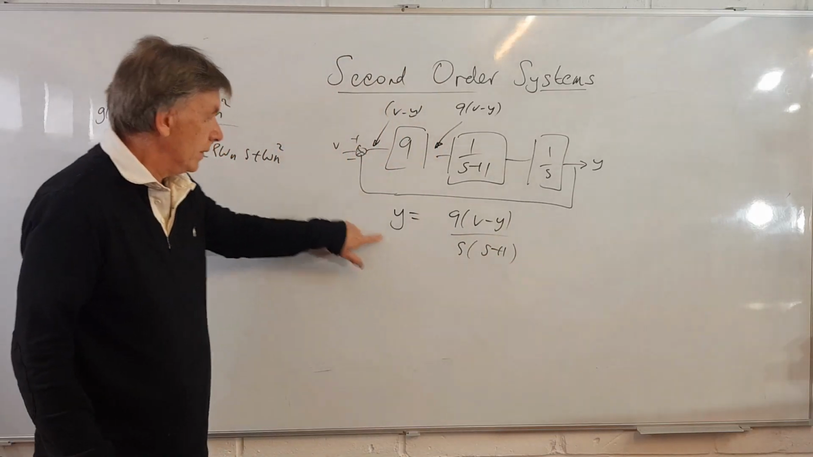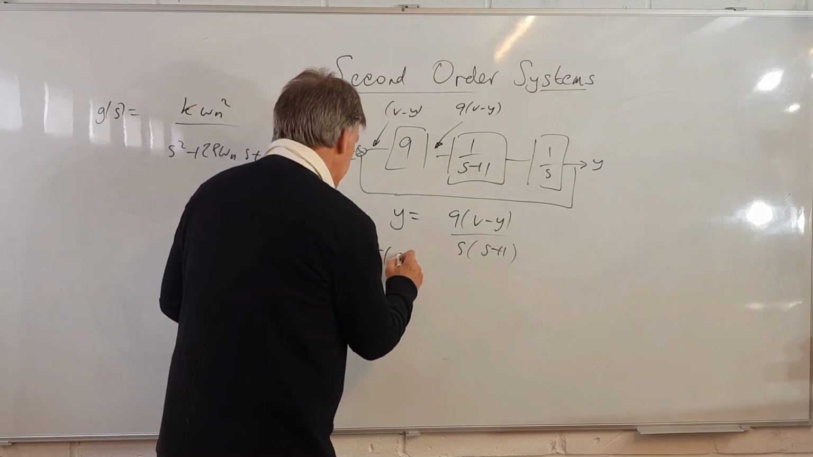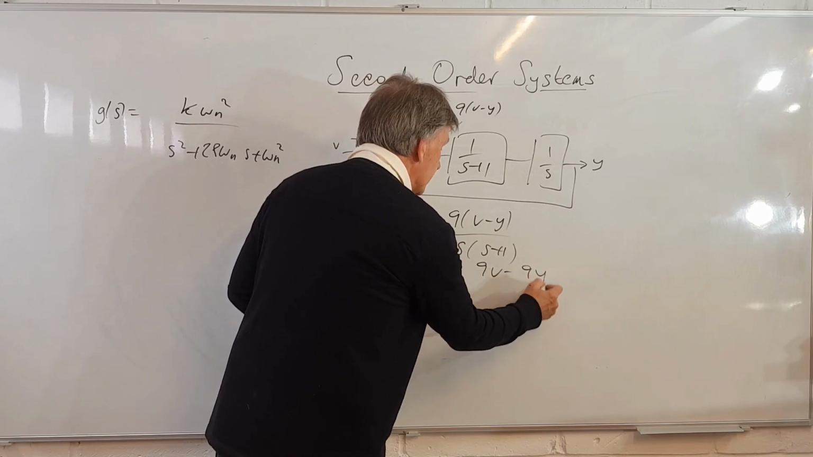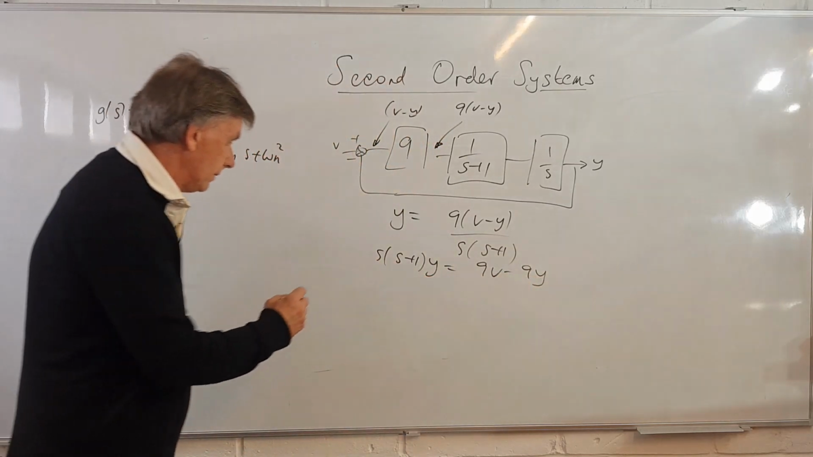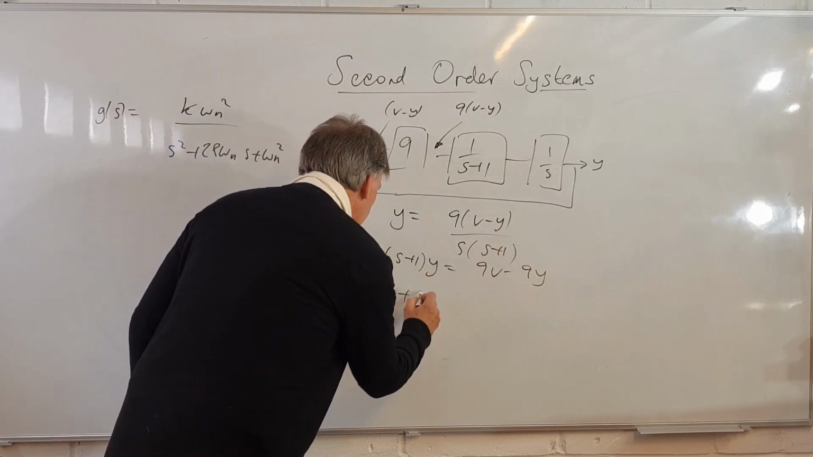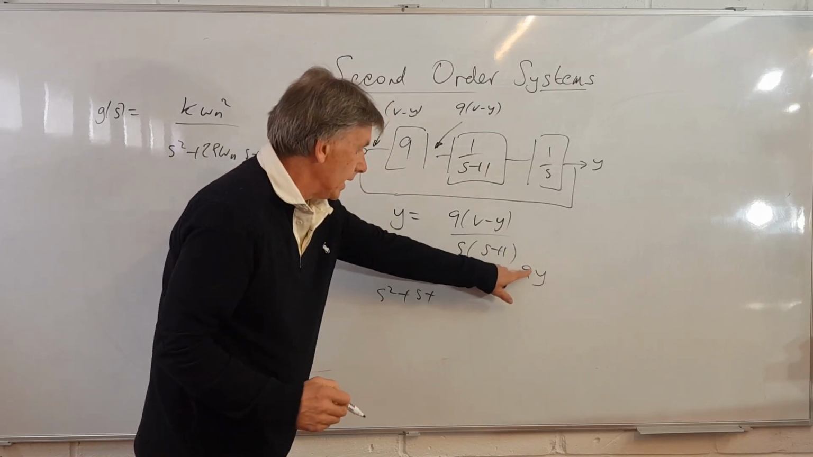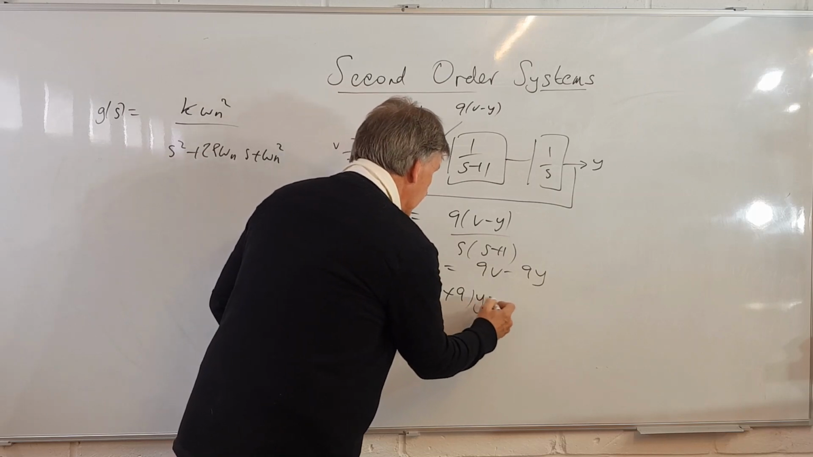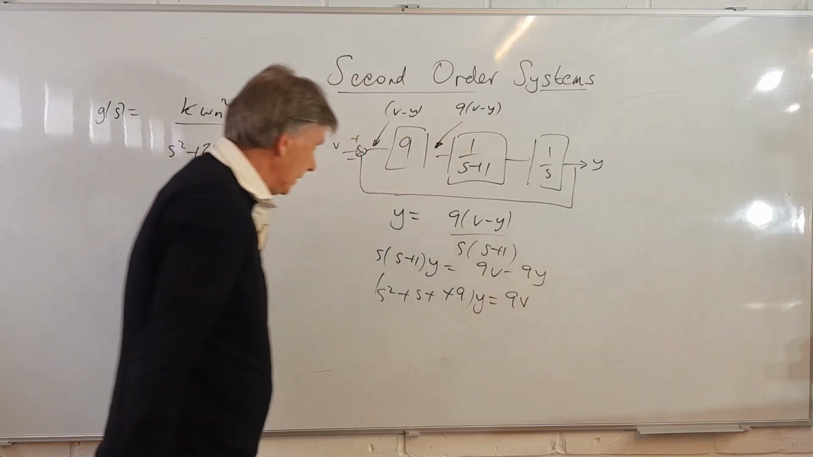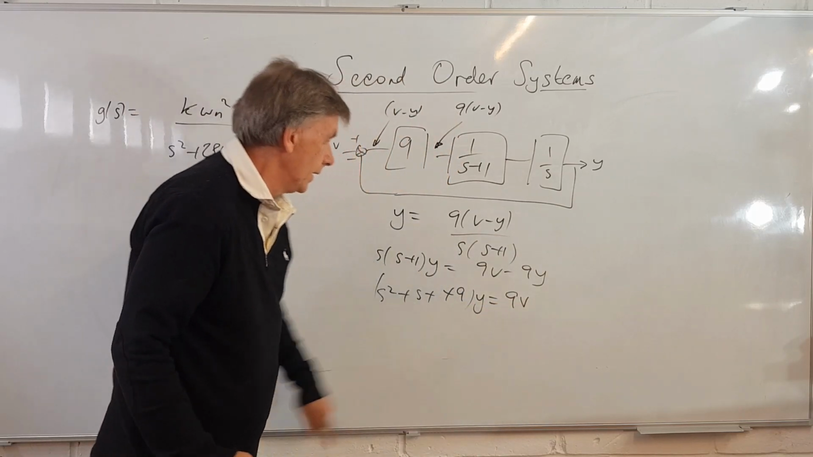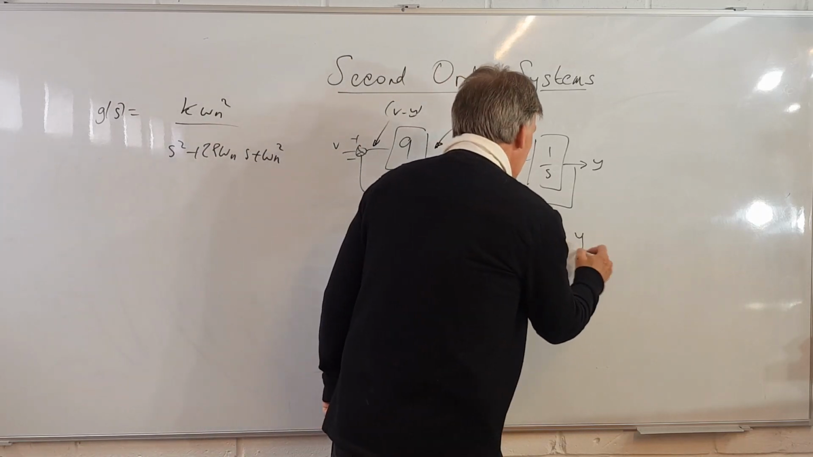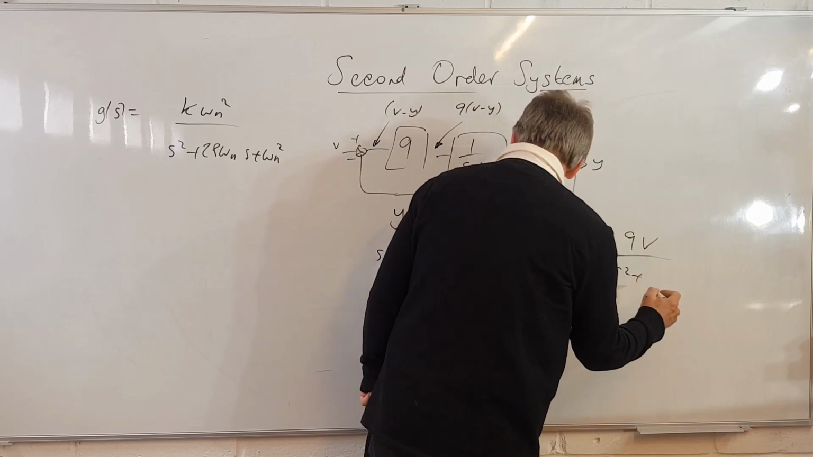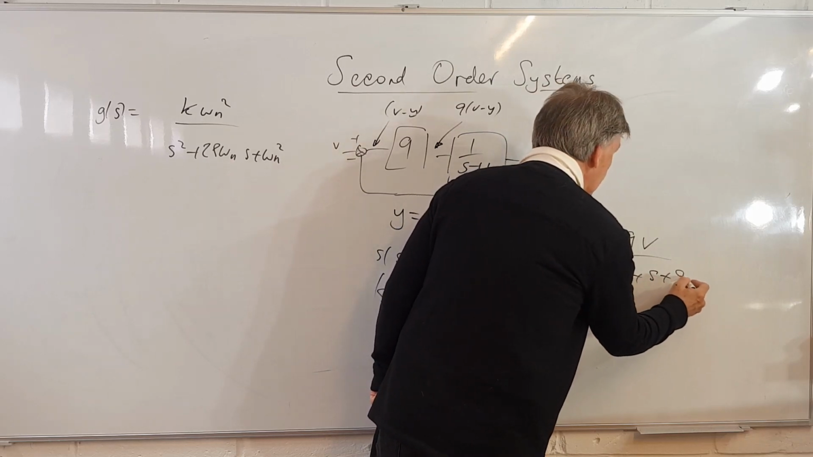We can then move this term up here. So s plus 1 times y is 9v minus 9y. Expand this out, so we get s squared plus s. We can bring the 9 over to give us a plus 9 times y equals 9v. And finally we can move this underneath to give us y is 9v over s squared plus s plus 9.